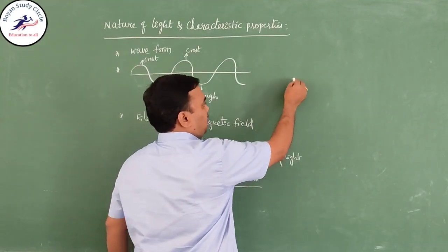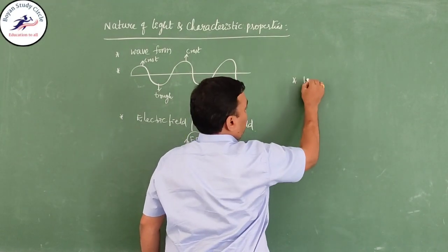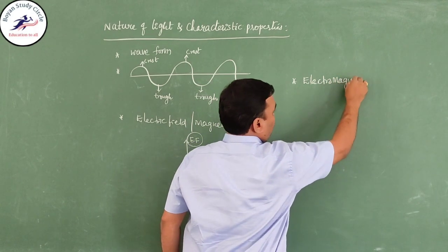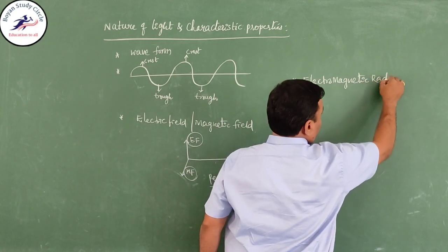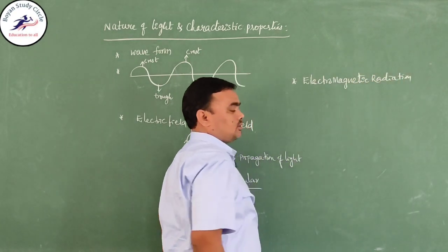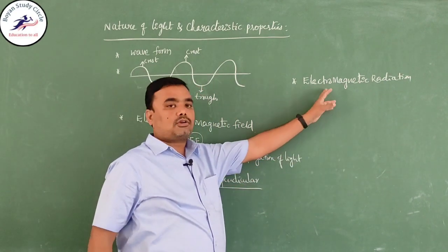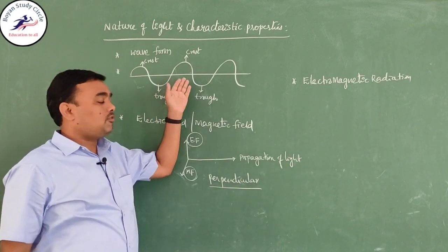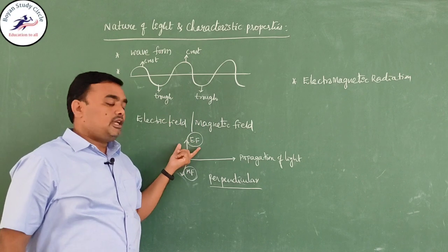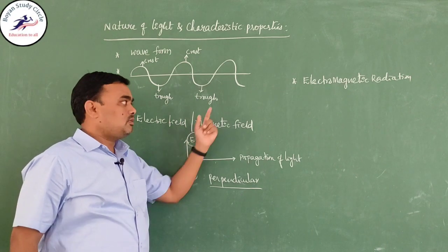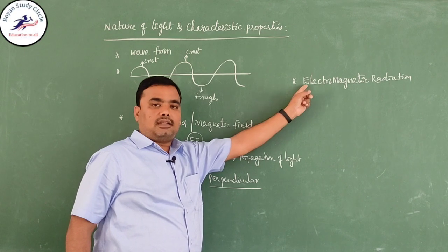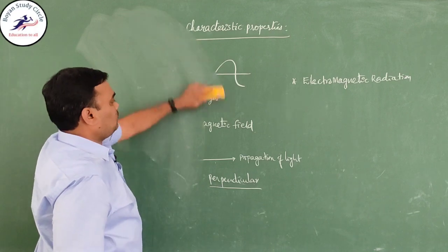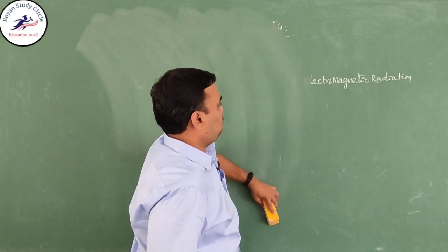That is why this light is called electromagnetic radiation. From now onwards we usually call light electromagnetic radiation, because when light travels in the form of a wave, it forms electric field and magnetic field. That is why this is called electromagnetic radiation, right.